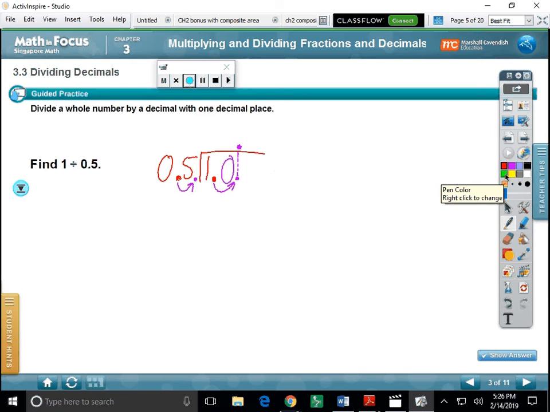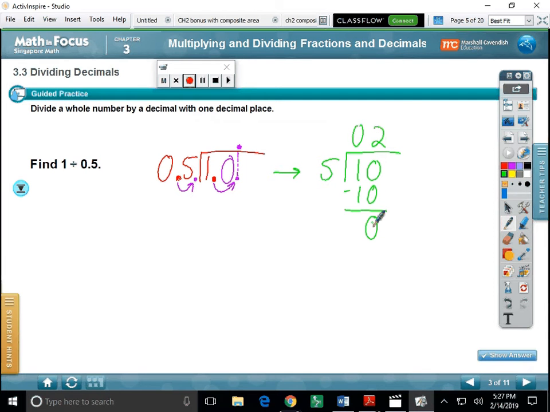So the question is, how many times does 5 go into 10? This might be the same as something that we just tried in our math map a minute ago. Well, 5 does not go into 1, but it does go into 10 twice. And when I multiply, 2 times 5 is 10, and when I subtract, there's nothing remaining. A final answer in this situation is just 2.